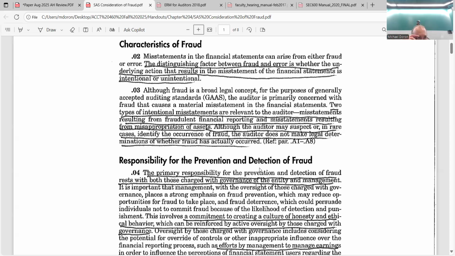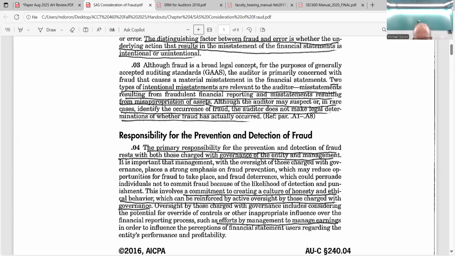The primary responsibility for preventing and detecting fraud is not the auditor's responsibility, it's the client. Management and the board of directors. They are primarily responsible for preventing and detecting fraud. How do they do that? A commitment to creating a culture of honesty and ethical behavior, which can be reinforced by active oversight by those charged with governance. What does that sound like? What's our term? A commitment to creating a culture of honesty. Tone at the top. There it is again. Management sets an example of ethical, honest behavior.